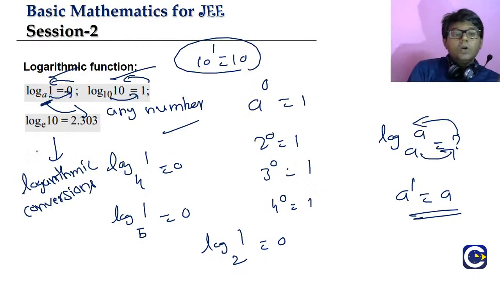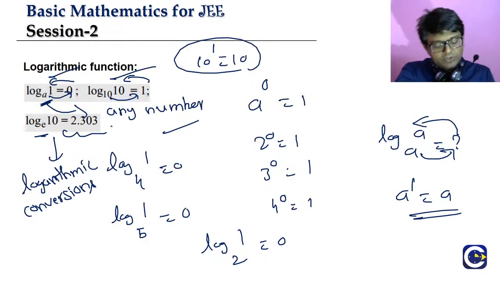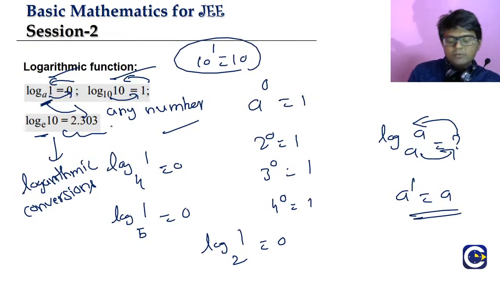Log of 10 to the base e. What is this logarithm? Log of 10 to the base e. What is the value of this? 2.303. If you happen to see some formula in physics or chemistry, especially in a chapter like thermodynamics.